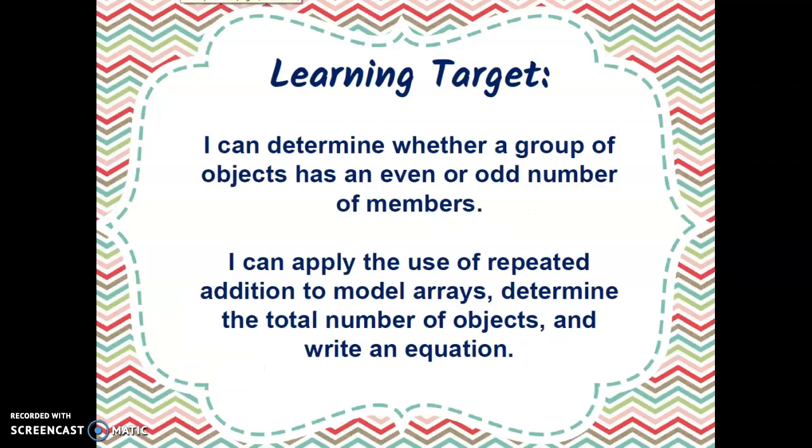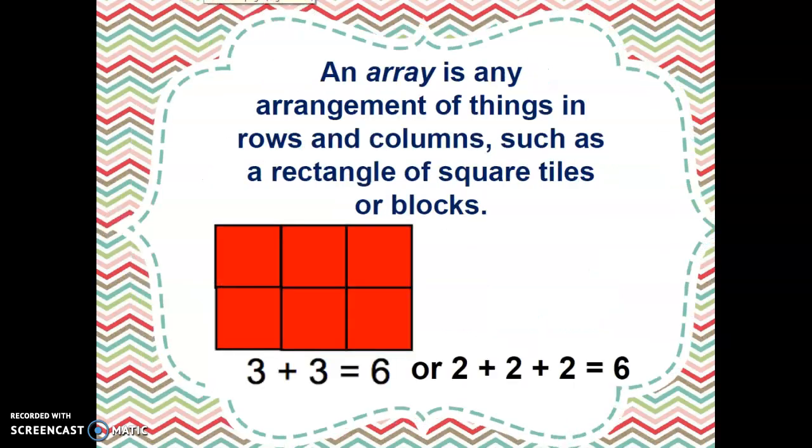Alright, let's look at our learning target for this week. I can determine whether a group of objects has an even or odd number of members. I can apply the use of repeated addition to model arrays, determine the total number of objects, and write an equation. An array is any arrangement of things in rows and columns, such as a rectangle of square tiles or blocks.